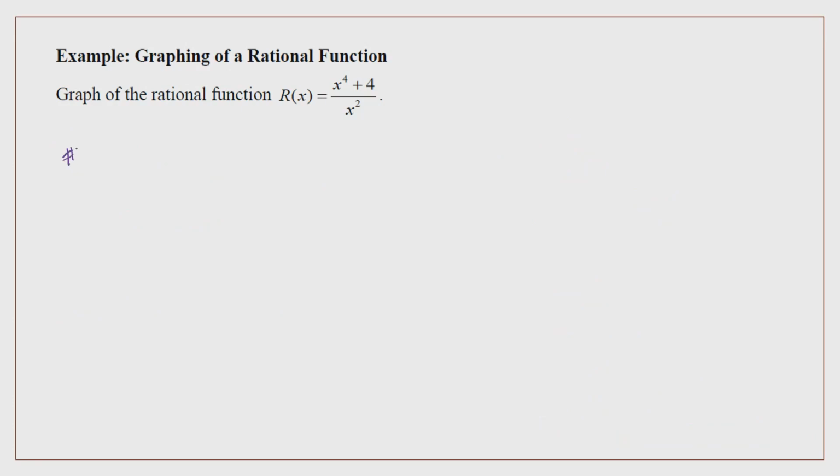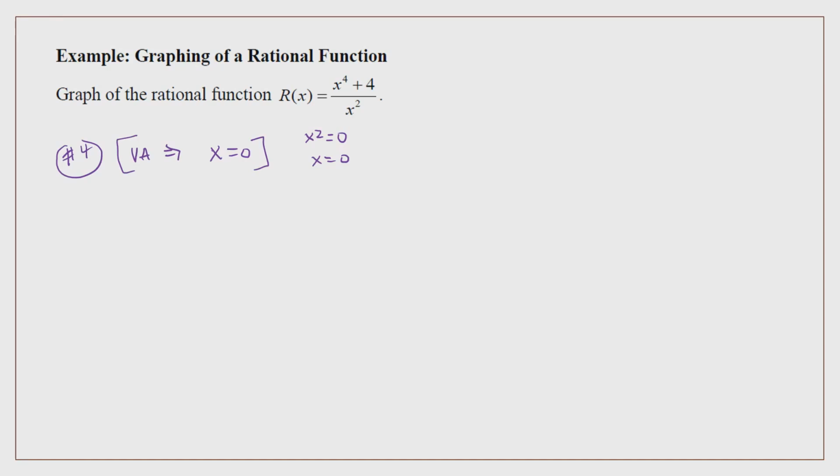So for step number 4, we find our vertical asymptote, and our vertical asymptote is the 0 of our denominator. So we already know the 0 of our denominator because we found it when we looked at our domain. So our vertical asymptote is going to be x equals 0. And remember, we found that by setting x squared equal to 0 and solving for x. Okay, so that's our vertical asymptote.